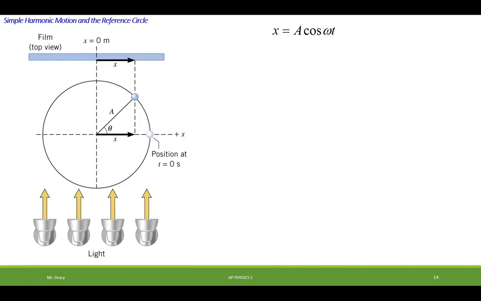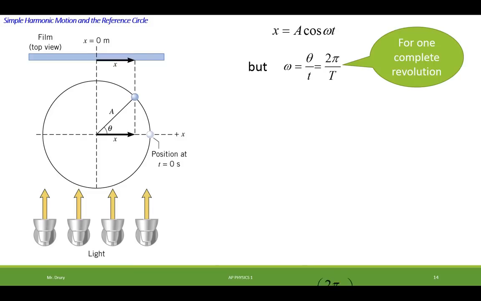All right. We know that x is equal to a cosine of omega t. But we also know that omega is equal to theta per unit time, or angular displacement per unit time. And for one complete revolution, theta has to be 2 pi, and time has to be the period, because that's what period is, how long it takes to go around once. So we can actually replace omega with 2 pi over period times t.